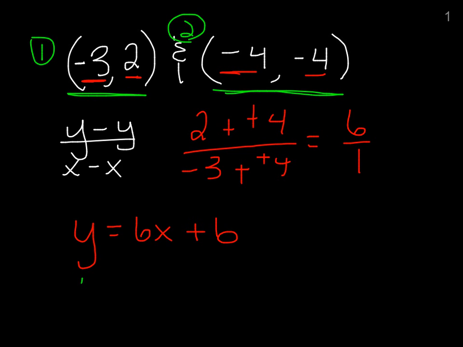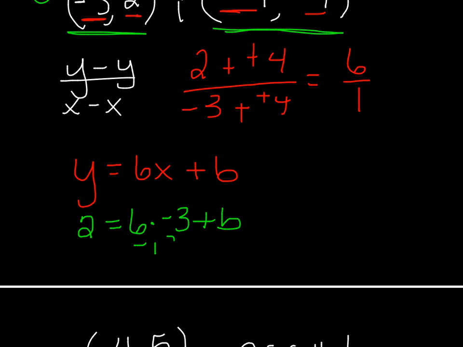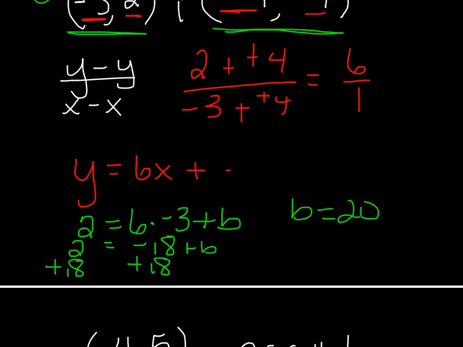So I'm going to put my 2 in for y, and then I'm going to say 6 times negative 3 plus b, and that gives me negative 18 plus b equals 2. And now I would add 18 to both sides to find b, and now b would be 20. So now I can go back up here, erase my b, and I can put in 20 as the y-intercept, and that's the equation of my line.